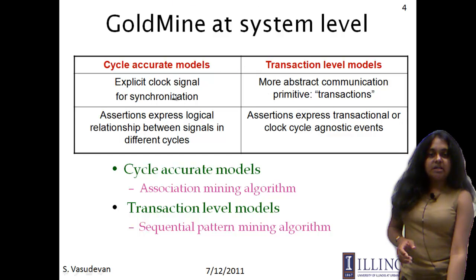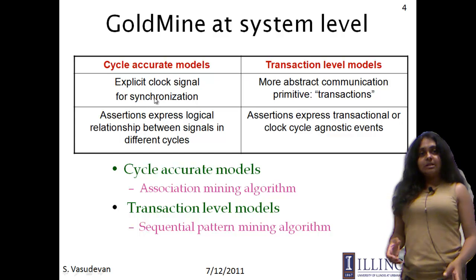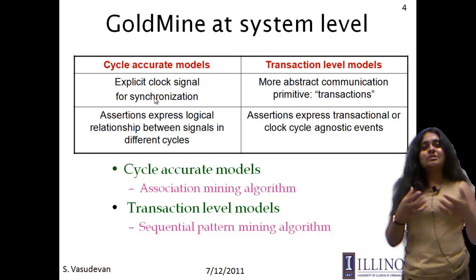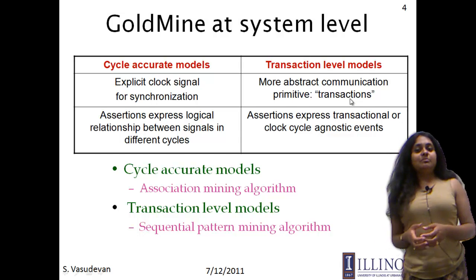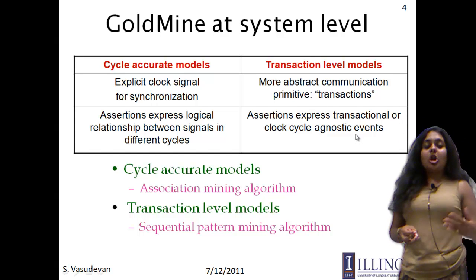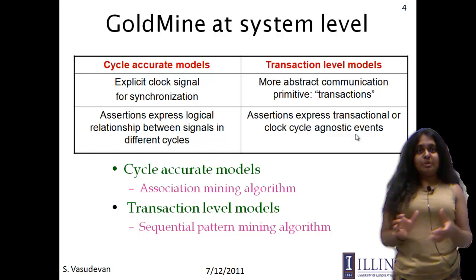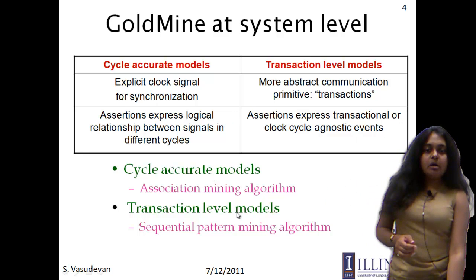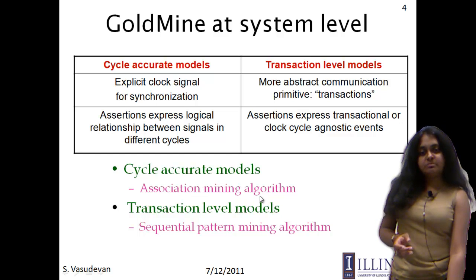Assertions generated for cycle accurate models should ideally express the logical relationship between signals in different cycles, closer to the RT level or the implementation of the system level model. But at the transaction level, you would want the assertions to express more clock cycle agnostic events, which are transactional, or data flow between different blocks, and so on. So in order to address these two flavors of system level models, we use two different types of mining algorithms: coverage guided association mining, or simply association mining, and sequential pattern mining.